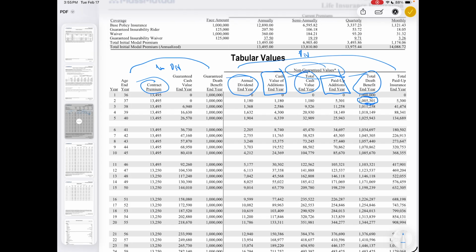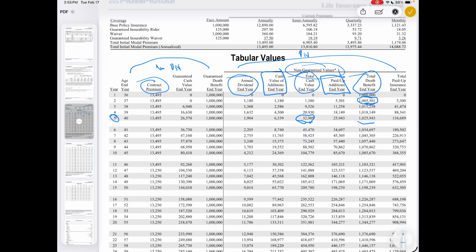Now, one thing to note on the subject of, well, what happens if I die and I have X amount of cash value and then I have Y amount of death benefit? So we'll use year 5 again as an example. We have total cash value of $32,909. We have death benefit of $1,025,943. So original death benefit plus paid up addition death benefit does not equal total cash value that is accumulated plus original $1 million death benefit. And on this particular policy, it never will.